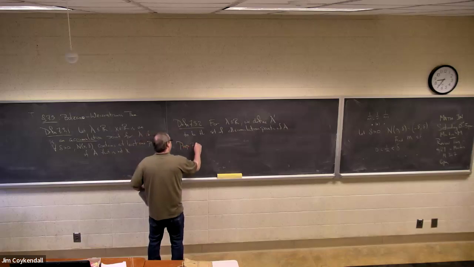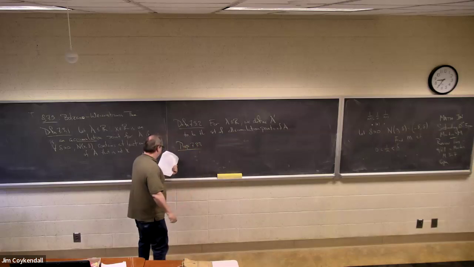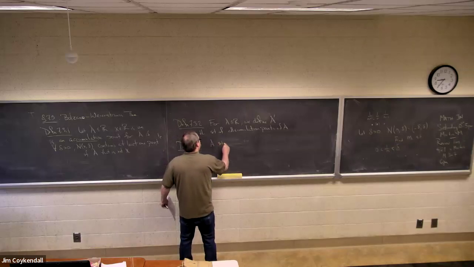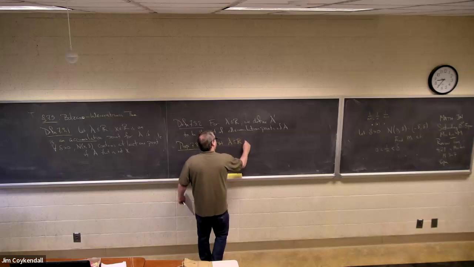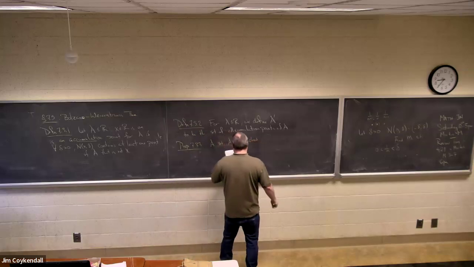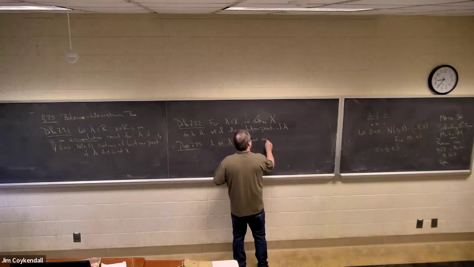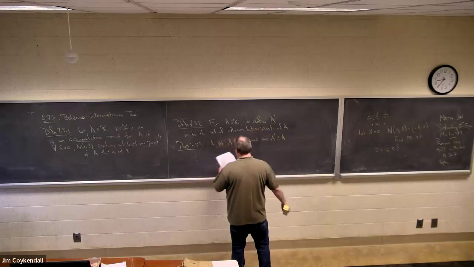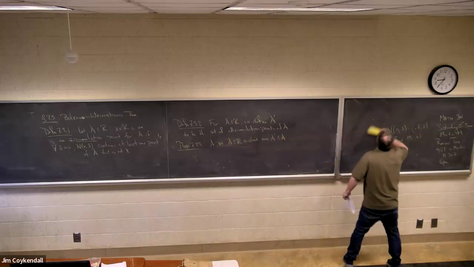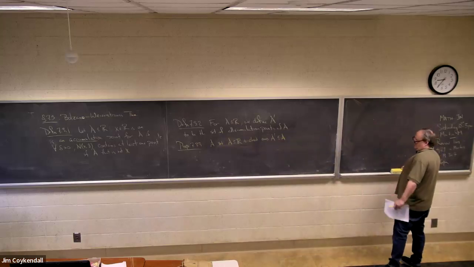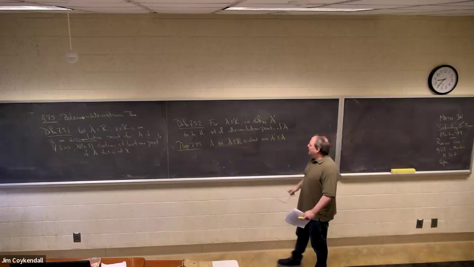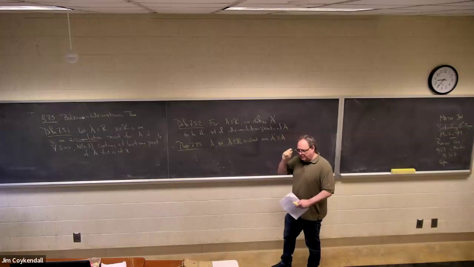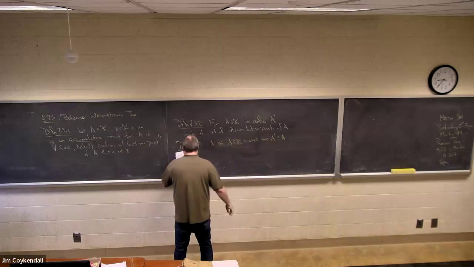Proposition 7.3.3. A set A in R is closed if and only if it contains its accumulation points. This is kind of an interesting way to think about a closed set. Remember, a closed set is the complement of an open set. A set is closed if and only if the set of accumulation points of A is contained in it. So let's prove this.